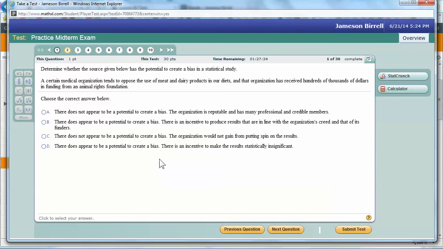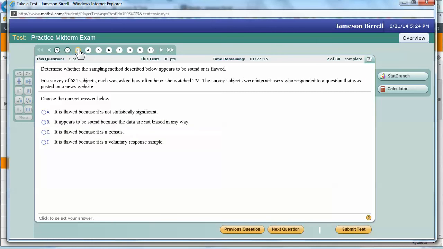So we would say there does appear to be a potential to create bias, and that is because there's an incentive to produce results that will line up with the organization's creed from the funders. You don't want to displease where the money comes from, right? So usually you just don't want to have a study that is formed under those circumstances. Okay, number 3. Does this appear to be sound or flawed? Go ahead and give it a read. Let me pause and read it for myself.